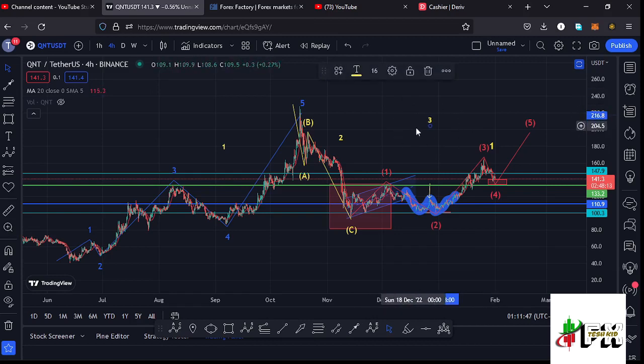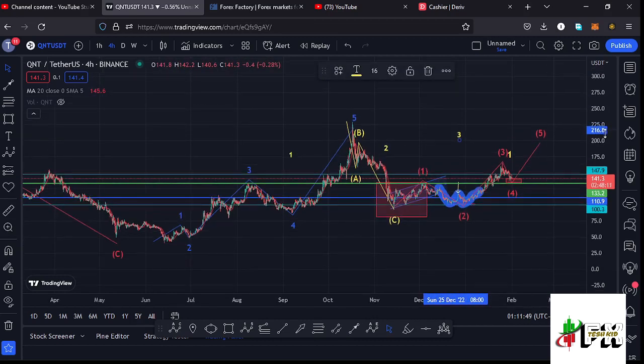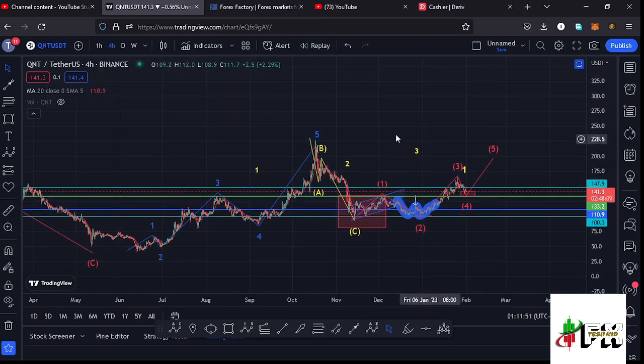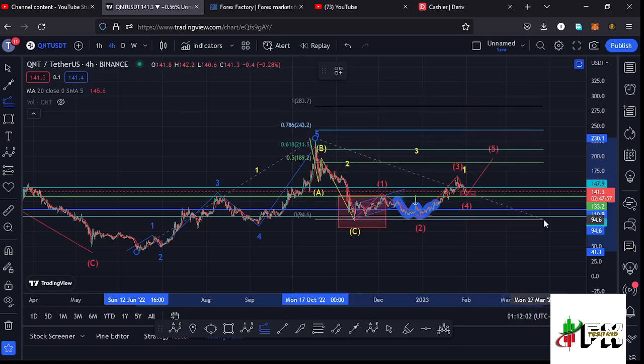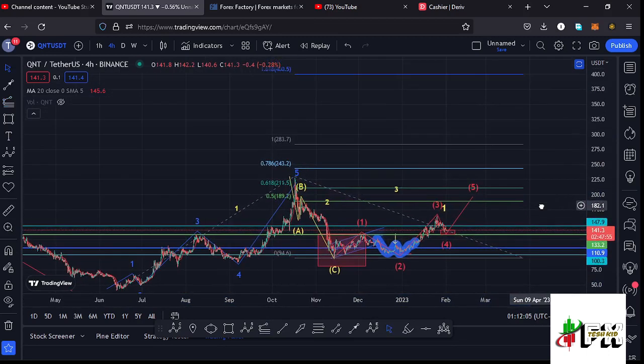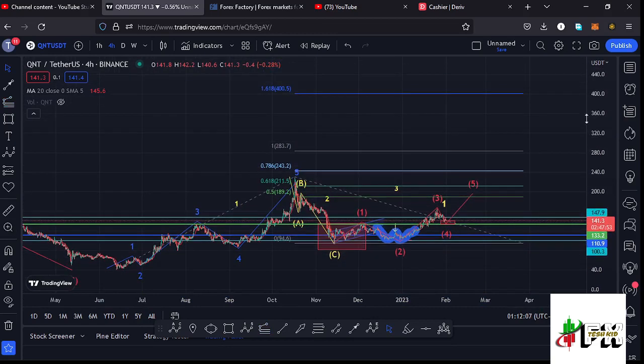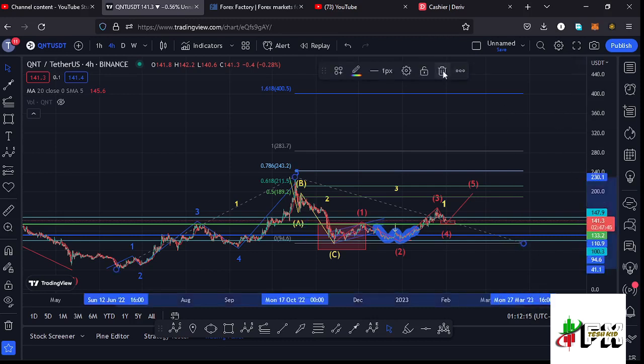And this is what I'm expecting on the long-term scenarios, and sketching out a minimum target area to the upside in the formation of this wave 3 using a trend-based Fibonacci, connecting it from the low of the first wave to the high of that wave 1, then dragging the Fibs to the low of the second wave. That gives me a minimum target area to the upside in the formation of that wave 3 at the Fib level 1.618, which perfectly lies at around the $400.5 mark. And that is the minimum that I'm expecting Quant to do on the long-term scenarios.